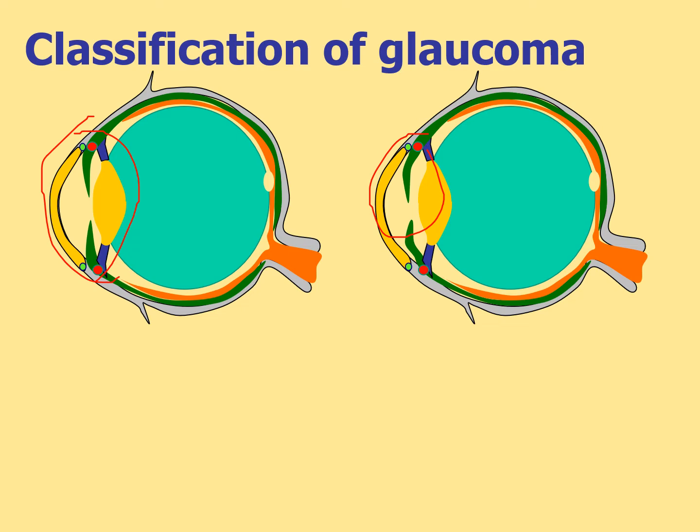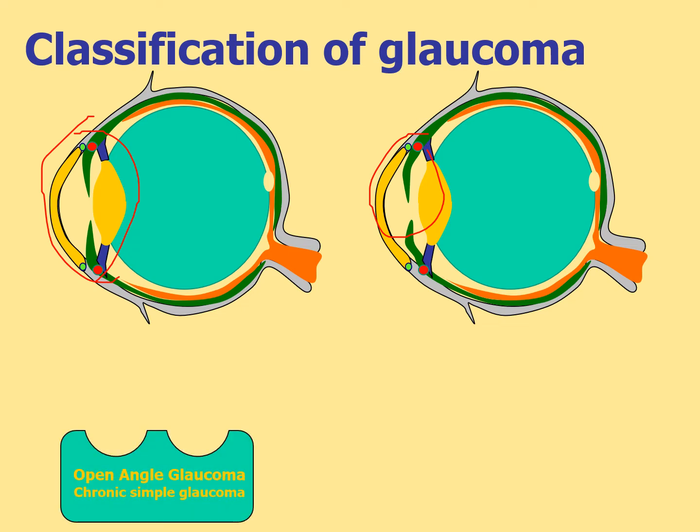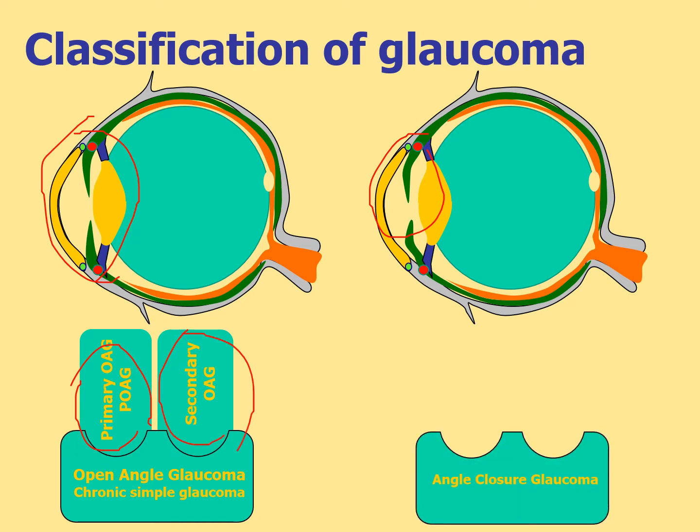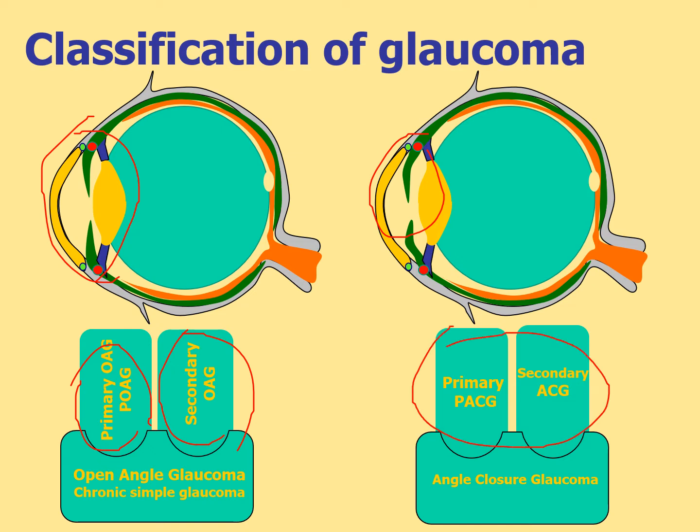Now how would you classify them? The open angle glaucoma, also known as chronic simple glaucoma, can be divided into primary open angle glaucoma and secondary open angle glaucoma. Same is the angle closure glaucoma, which can be divided into primary and secondary angle closure glaucoma. Primary is when the cause is not known, and secondary is when there is a cause that is predisposing the eye towards the glaucoma. So let's see that in a bit more detail, the open angle glaucomas.